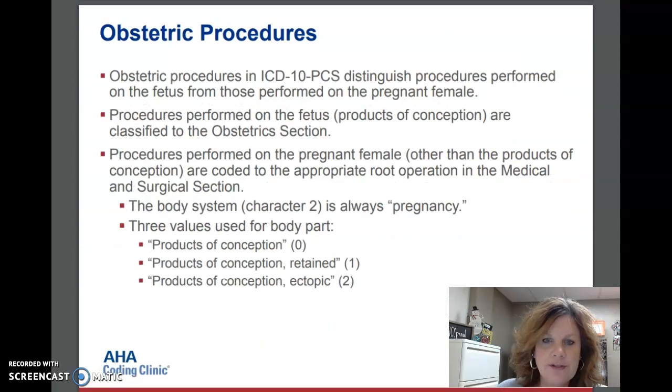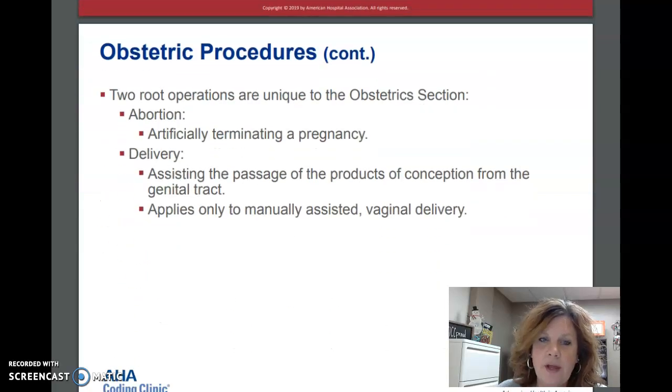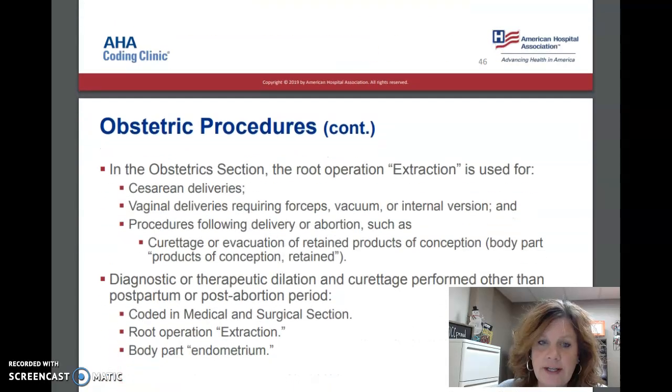Okay, so let's just talk about procedures here, and then we'll go through a couple examples for coding. With procedures, remember we're now in the obstetrics section, and the body system here is always going to be pregnancy. We have three values used for body part: conception, retained, ectopic. Procedures here include abortion and delivery.